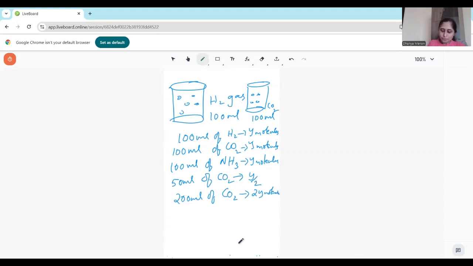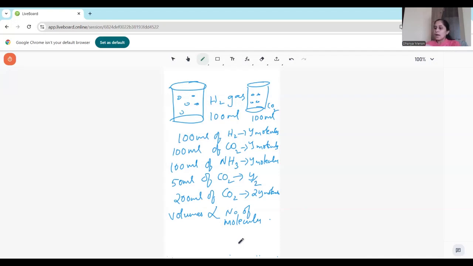So that means, keeping all physical conditions the same, temperature, pressure, etc., equal volumes of all gases contain an equal number of molecules, and also volume is directly proportional to the number of molecules. If you increase the volume, the number of molecules also increases. If you reduce it, they also reduce. Okay, so volume is directly proportional to the number of molecules. So this was about the Avogadro hypothesis.